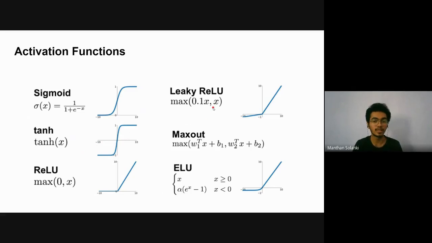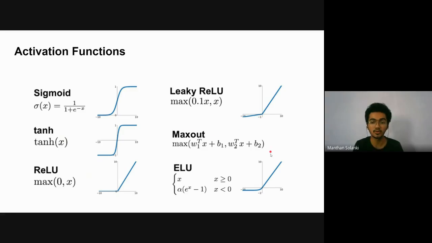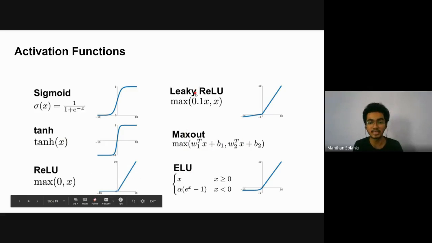Then we have the leaky ReLU, a slightly better version of the ReLU, where we calculate 0.1 times x for negative values and x otherwise. So rather than putting 0 for negative values, we get slightly better negative values. Then there is Maxout, which takes the maximum value from any features, and ELU, which is also the same as the leaky ReLU but with conditions.